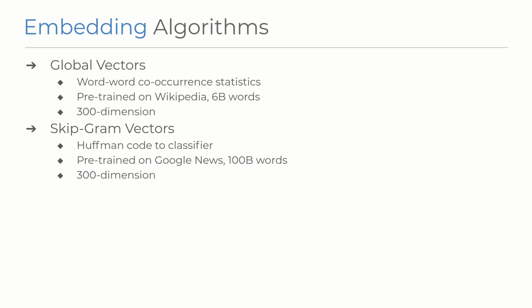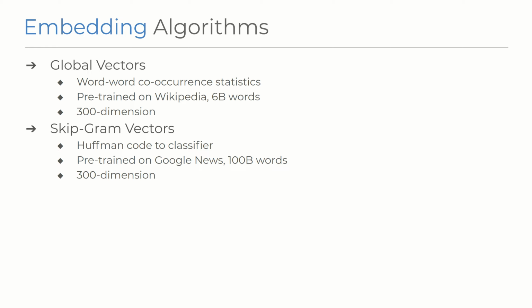Now we'll take a look at some of the word embedding algorithms used as the baseline for the retrofitting. First, we have global vectors, or GloVe, which we've talked about previously. And of course, that scheme uses word-to-word co-occurrence statistics to build up a semantic map of the entire vocabulary. Here we're using a pre-trained vector trained on the English Wikipedia dataset with about 6 billion words, and the dimensionality of the resulting vector is 300.